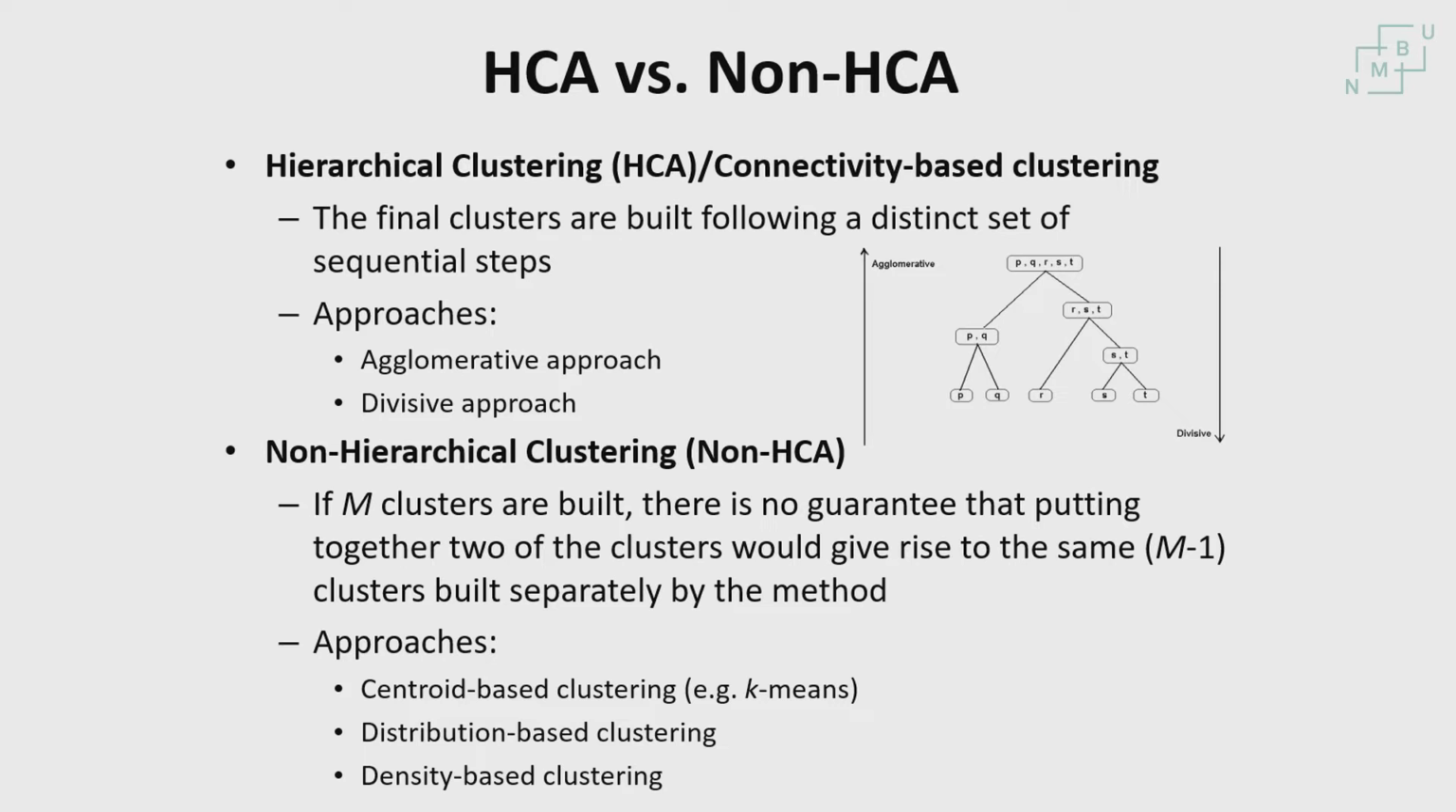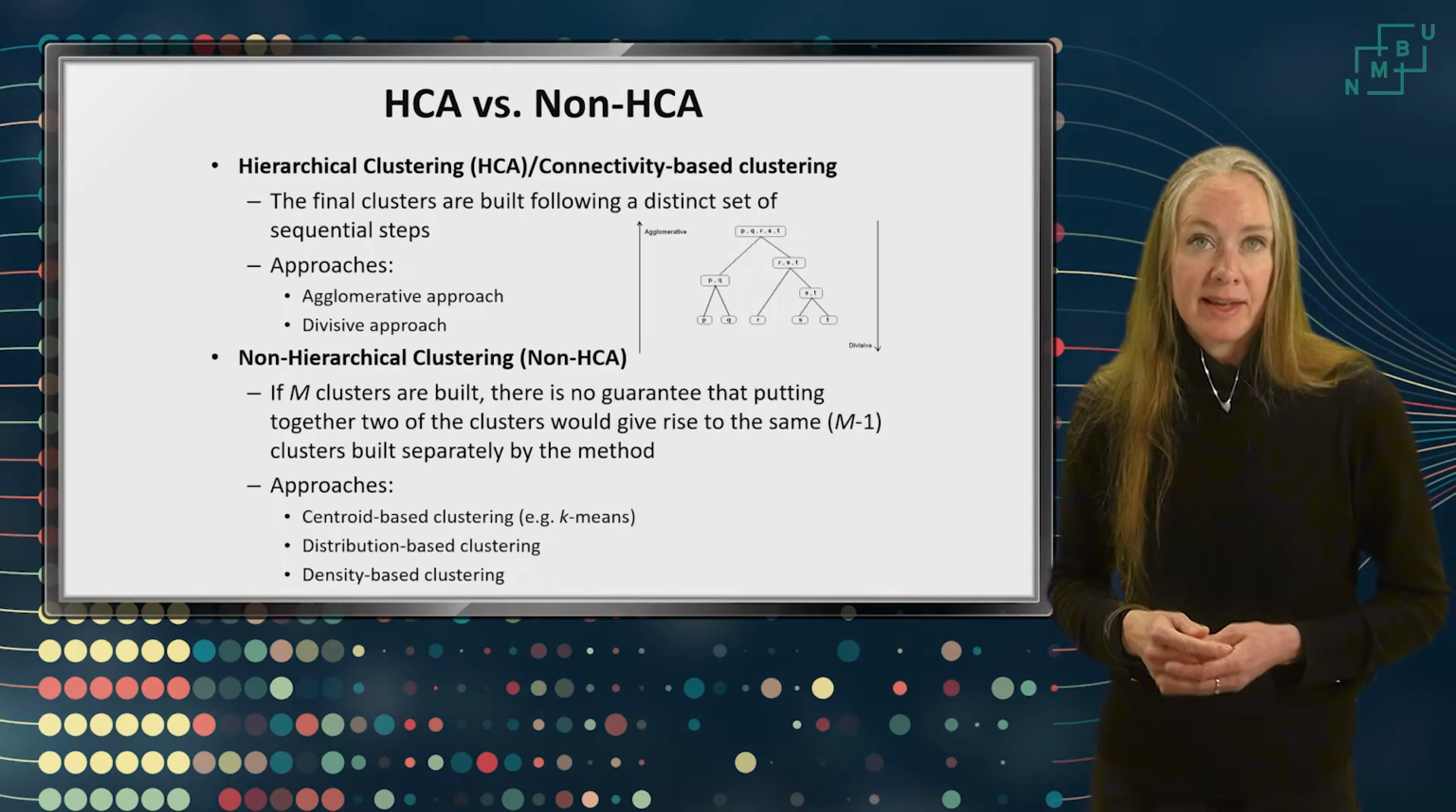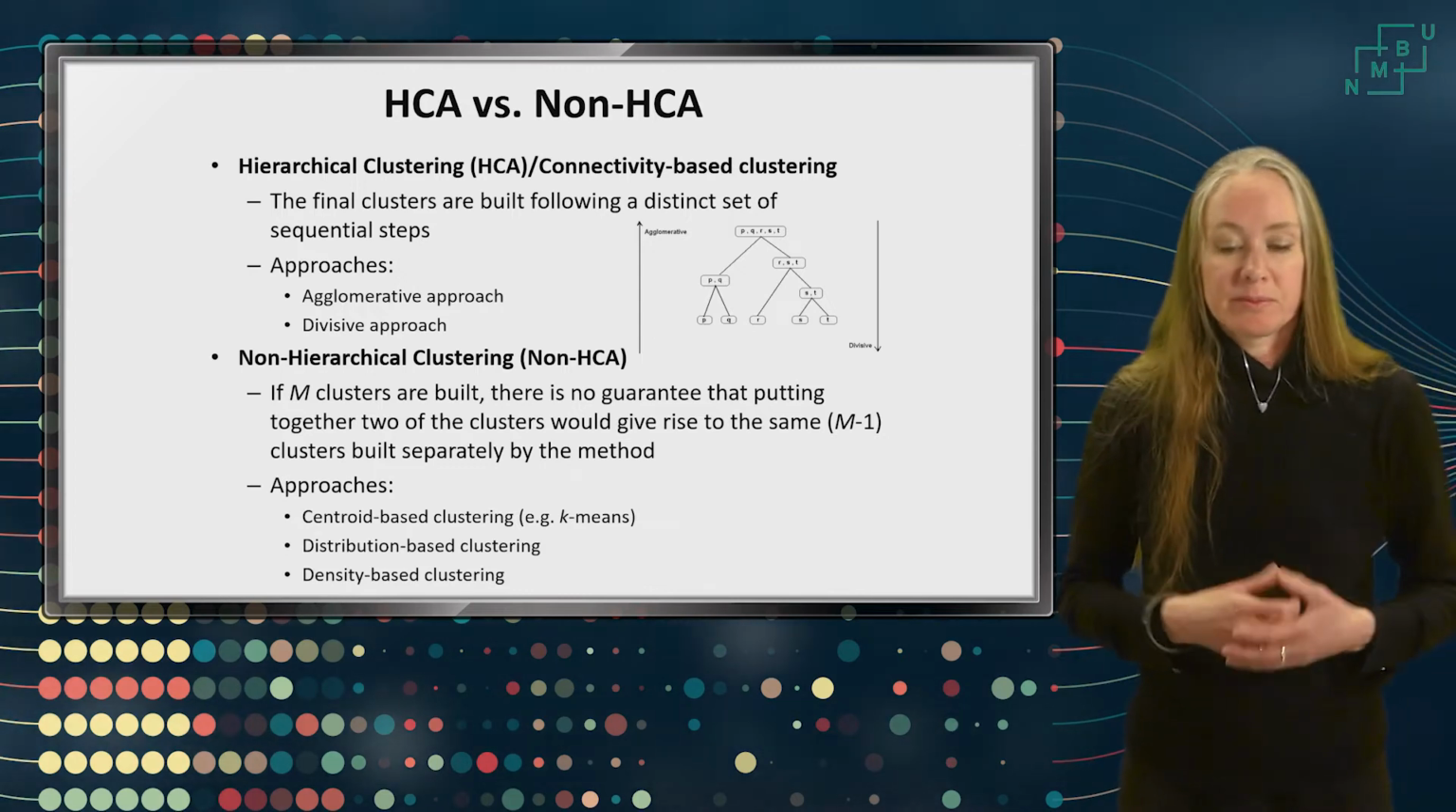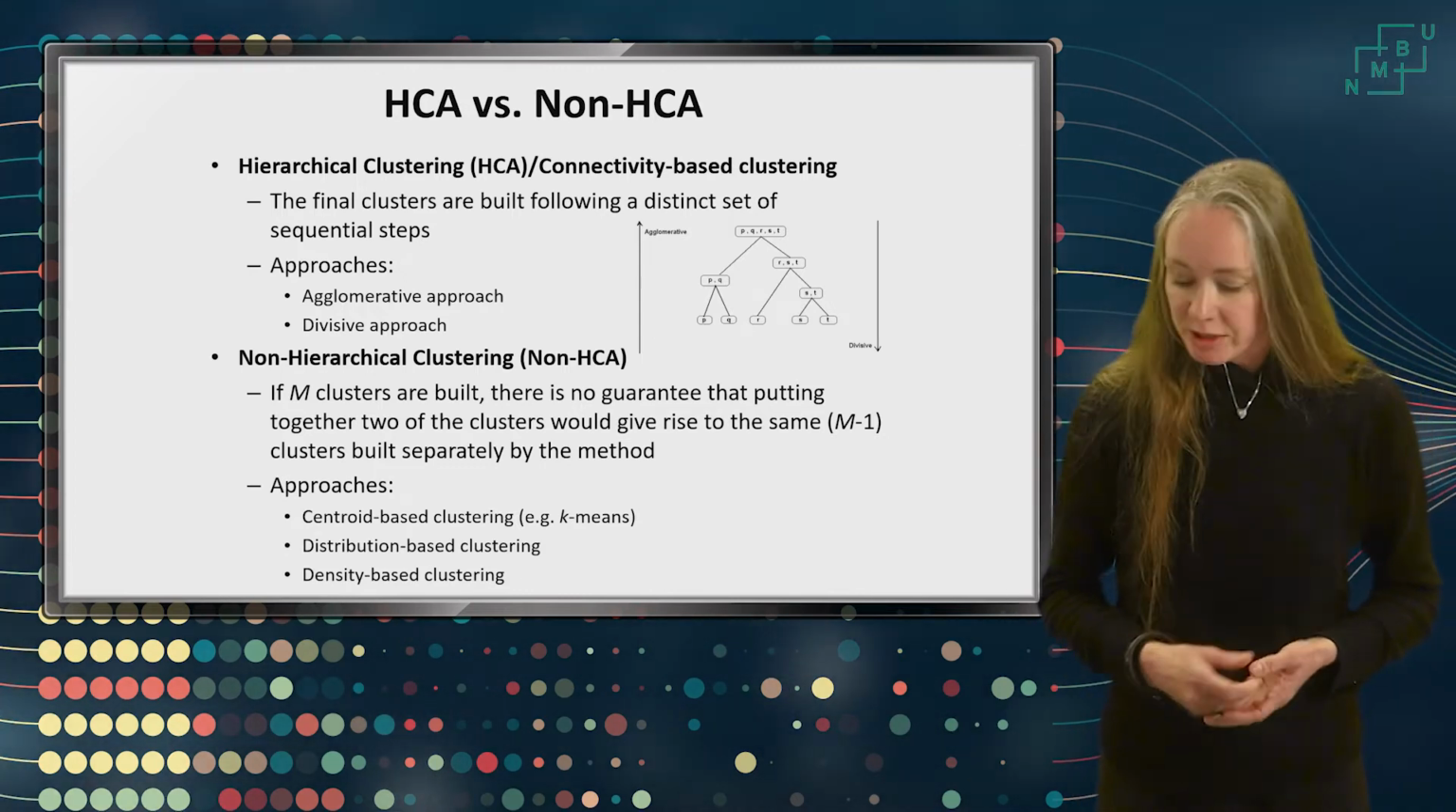Non-hierarchical clustering is not done in a sequential manner in this case. This means that if M clusters are built using non-hierarchical clustering, there is no guarantee that putting together two of the clusters would give rise to the same M-1 clusters built separately by the method. Examples of non-hierarchical clustering approaches are centroid-based clustering, such as, for example, k-means clustering, distribution-based clustering, and density-based clustering. Now I will go through briefly how these different methods work.